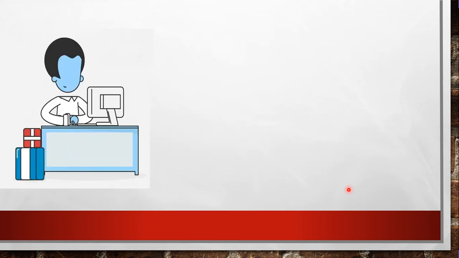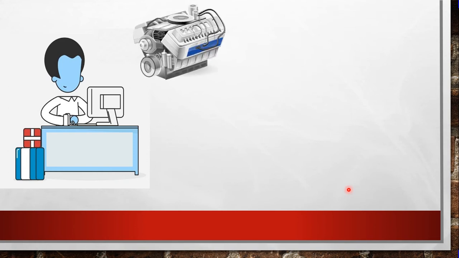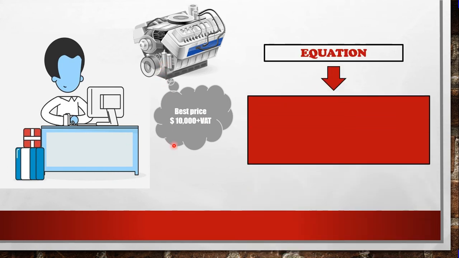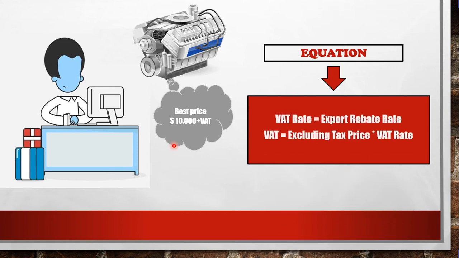Let's say this person is buying an engine from a Chinese manufacturer. The manufacturer is giving him the price $10,000 plus VAT. So this will be the final price for him to buy this engine from the Chinese manufacturer. Let's see what we got here. The VAT rate is equal to the export rebate rate. If anyone is exporting this engine, the VAT will be reimbursed to the exporter. The VAT will be calculated on this price, meaning on $10,000.